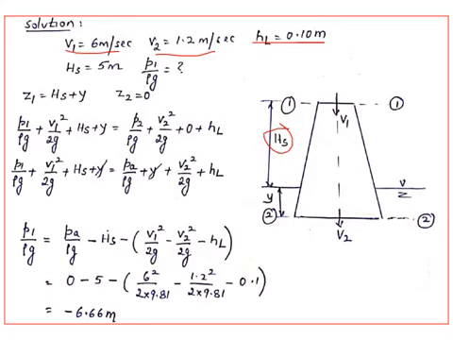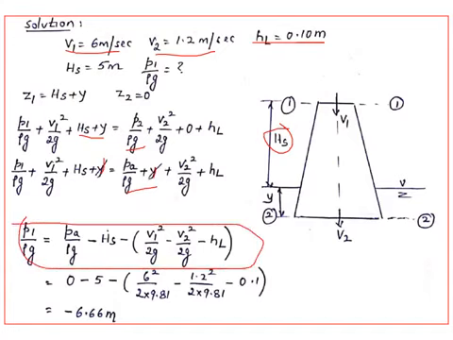We have P1 by rho g plus V1 square by 2g plus Z1, which is Hs plus y, equals P2 by rho g plus V2 square by 2g plus Z2, which is 0, plus loss. Instead of writing P2 by rho g, I will write atmospheric pressure head, that is Pa by rho g plus y, as we move downwards, pressure increases. So we can cancel out y and start substituting. You need not write this equation.